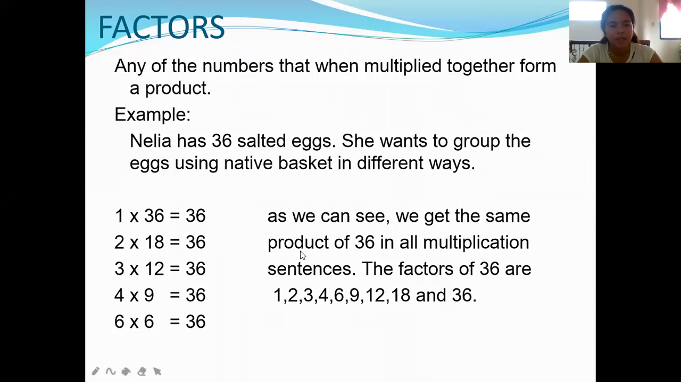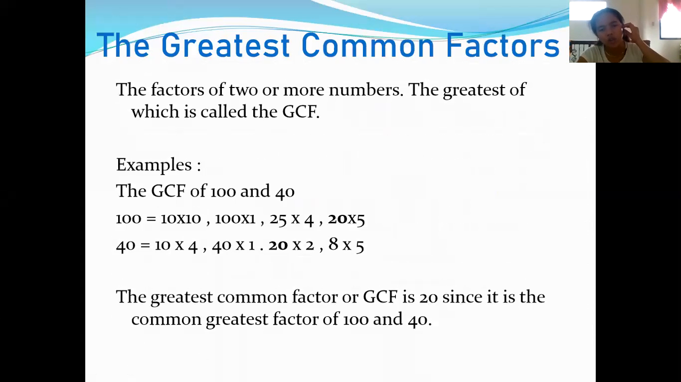Okay. The greatest common factor is the GCF. The factors of 2 or more numbers, then the greatest of which is called the GCF. So the greatest common factor among them is the GCF.